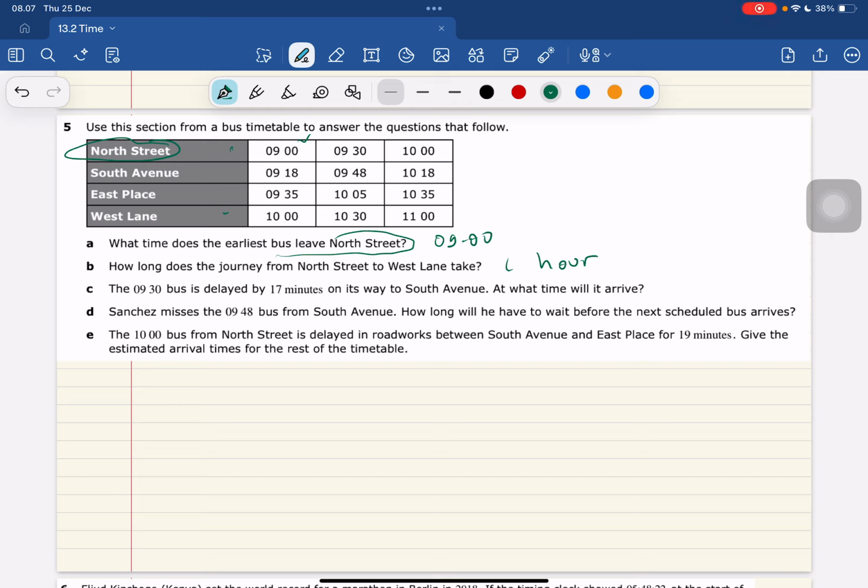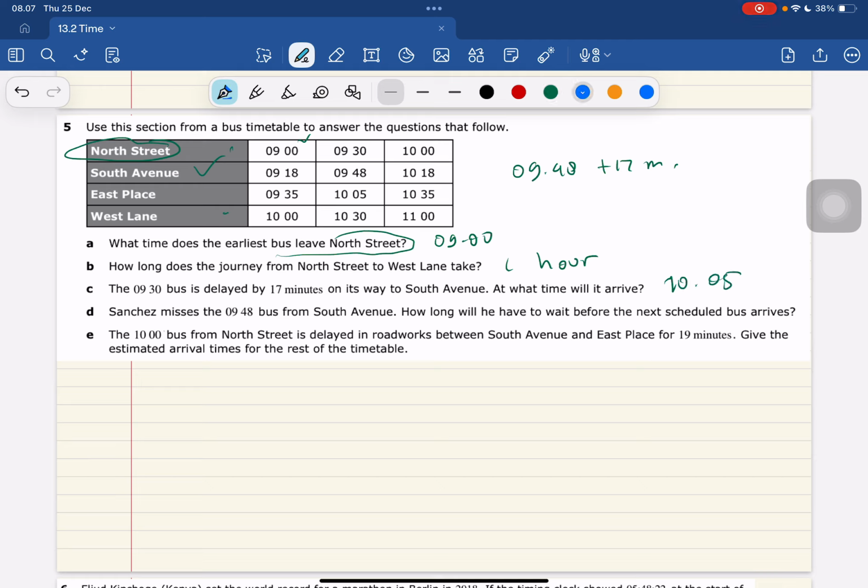The 9:30 bus is delayed 17 minutes on its way to the South Avenue. What time will it arrive if delayed 17 minutes? So it was meant to be 09:48. Here 09:48, we plus by 17 minutes. So this will be 10:05.